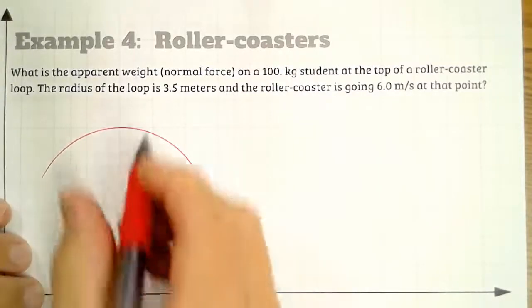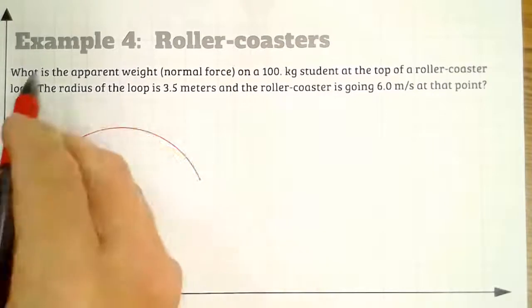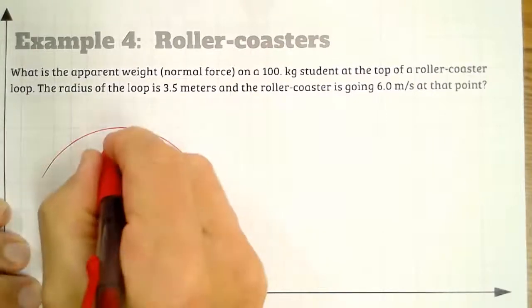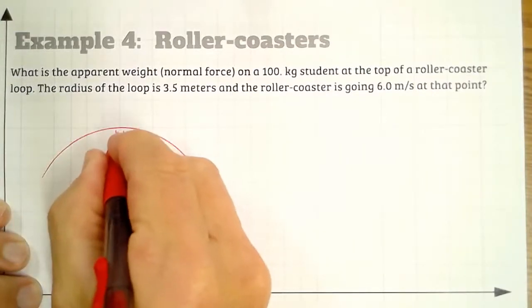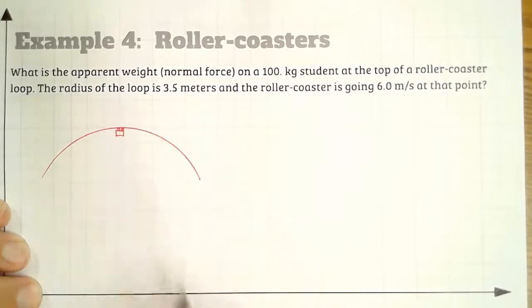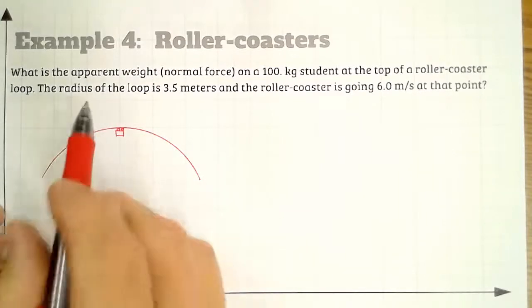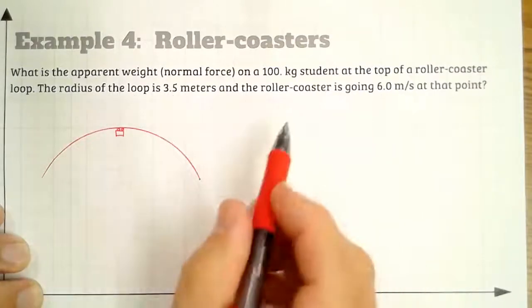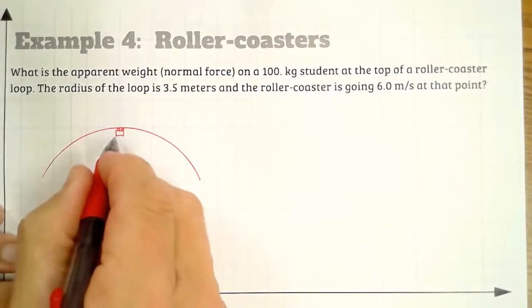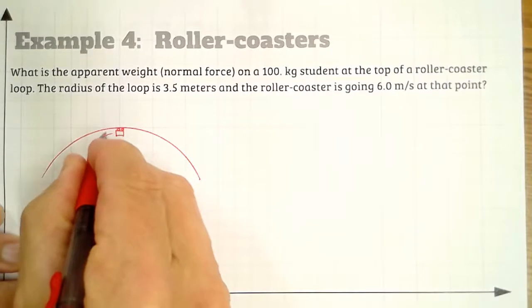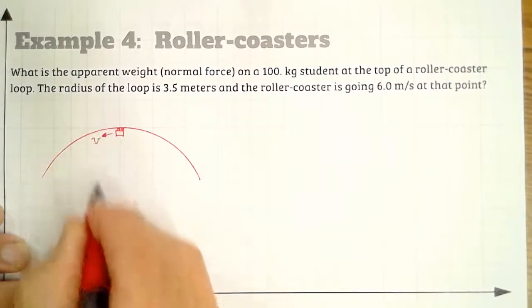So in this problem, we're going to think about what happens when you are on a loop in a roller coaster. We're going to imagine that the object of interest is a little roller coaster car that's at the top of the loop. Now, we know the radius of the loop, and we know how fast the roller coaster is going. We know its velocity. It's moving in this direction with a velocity v.